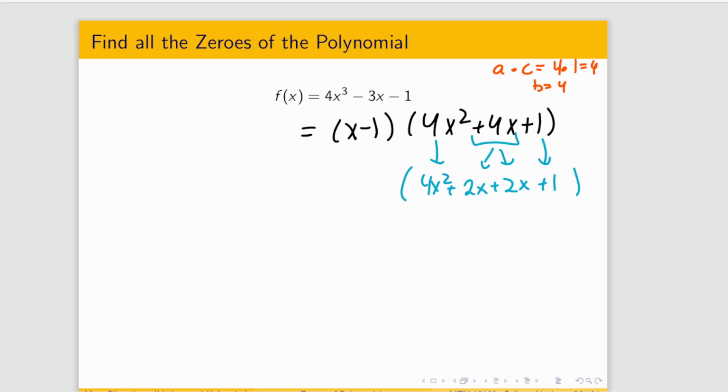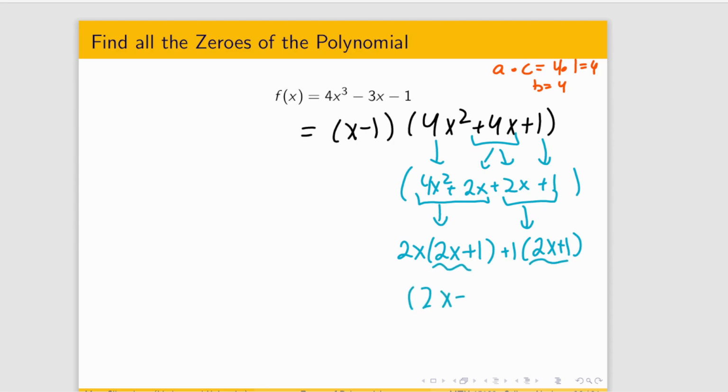Now I'm going to start factoring that part by grouping. The greatest common factor of 4x squared and 2x is 2x. 4x squared divided by 2x is 2x. 2x divided by 2x is 1. The greatest common factor of 2x and 1 is 1. Dividing both of those by 1 leaves you with itself. One parenthesis of what's the same is 2x plus 1. And in this case, the other also happens to be the same, 2x plus 1. And then I want to drop down the rest of it.